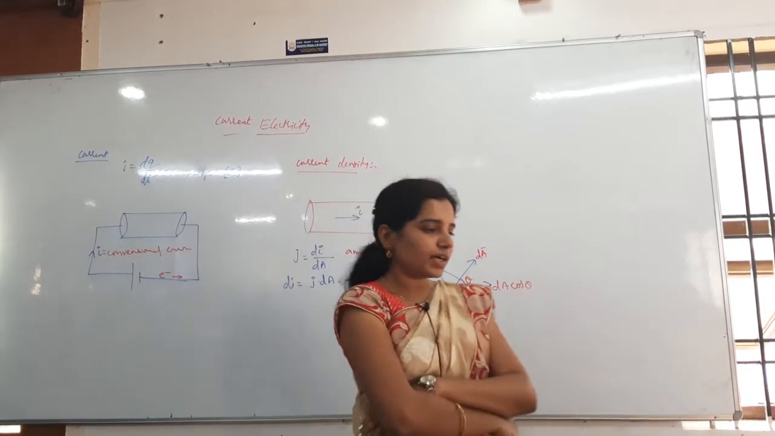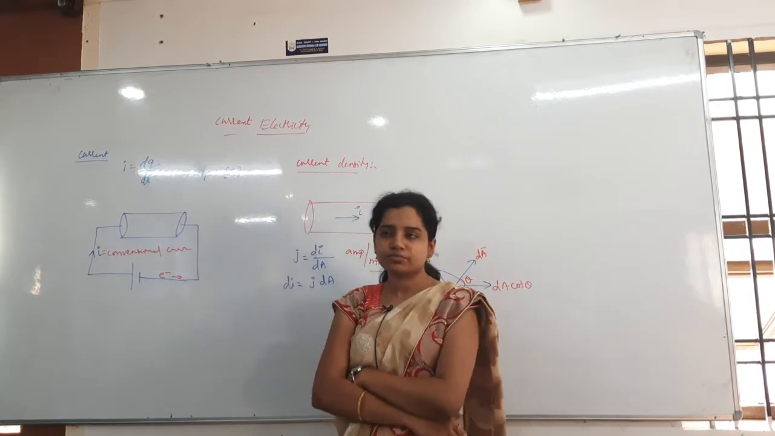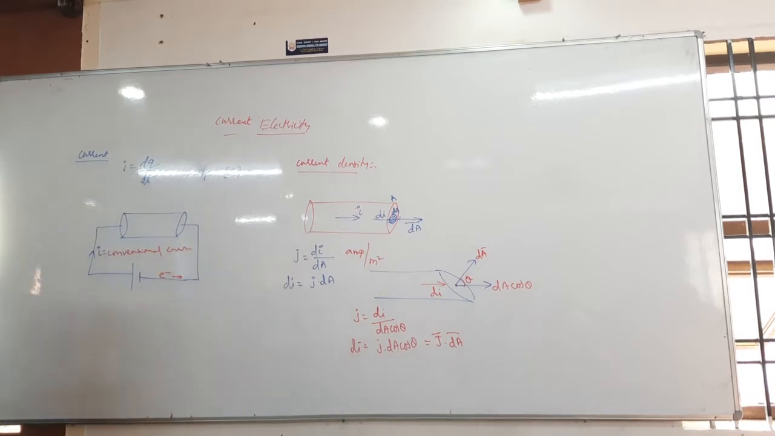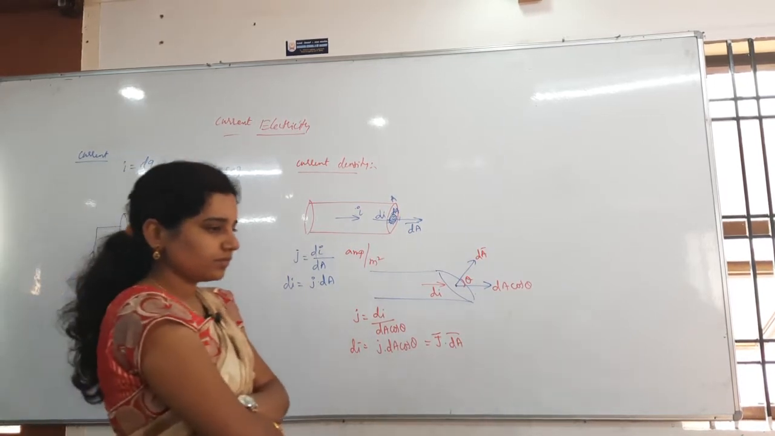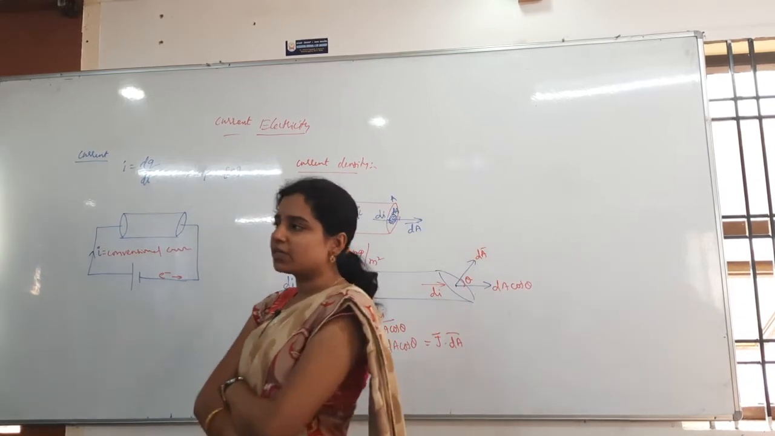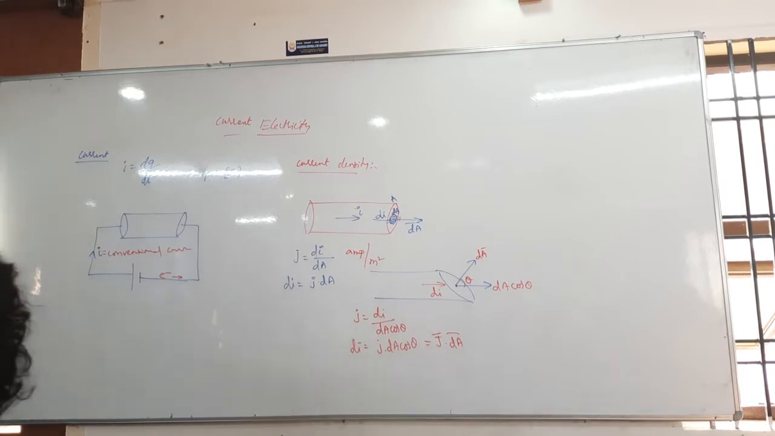The next line: current is a scalar quantity. Even though it has a direction, it does not obey vector addition. So we cannot take any components for the I. In whichever direction it is there, we have to take it in the same direction only.